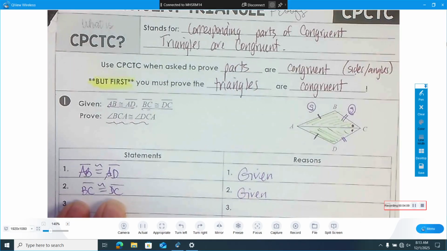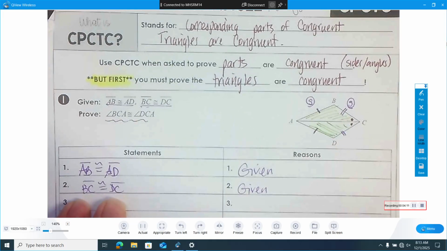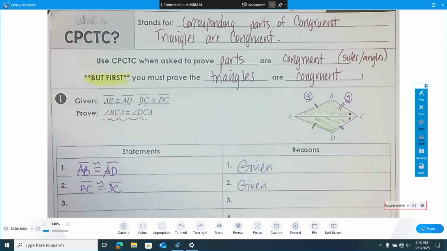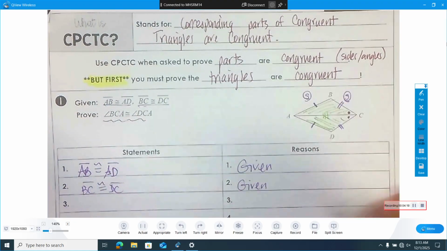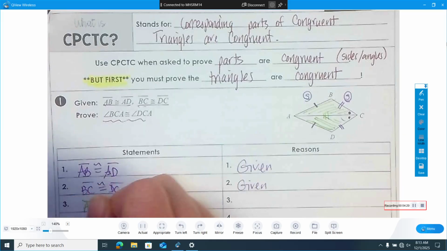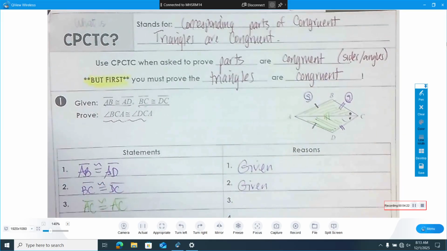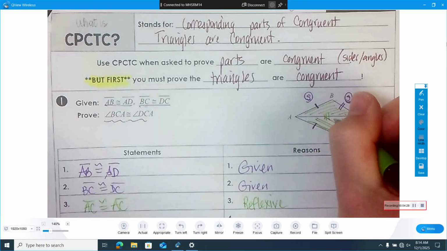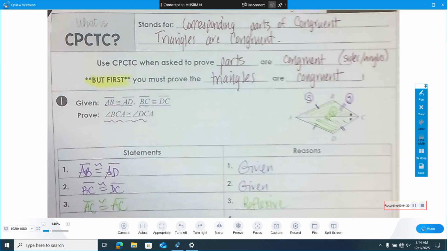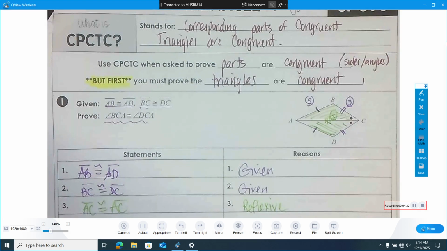Ladies and gentlemen, look at those green triangles. Tell me what else you know from this picture. Reflexive. Yes, we have a reflexive side. Segment AC is congruent to segment AC by the reflexive property. They are sharing a side. So that is a third side. What do we know now?